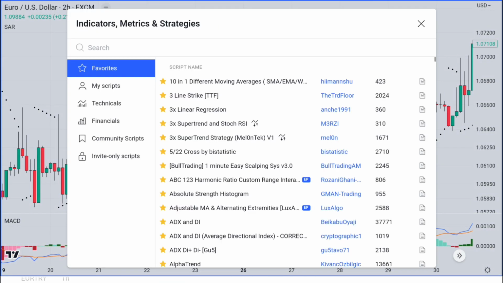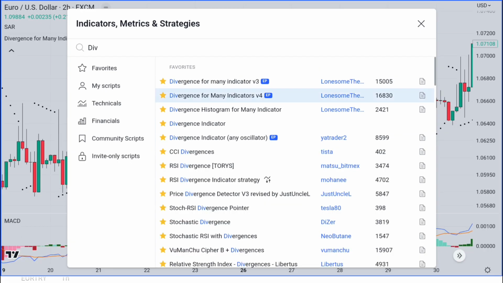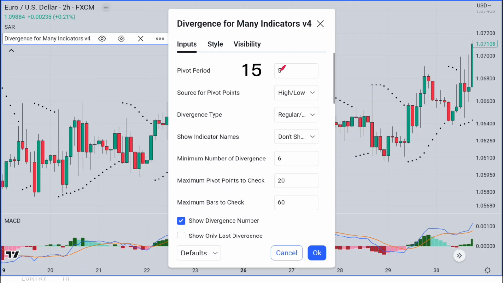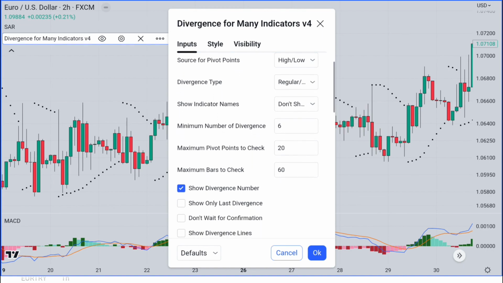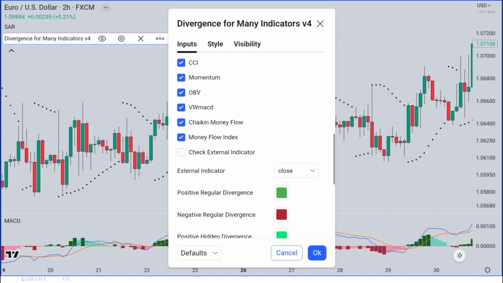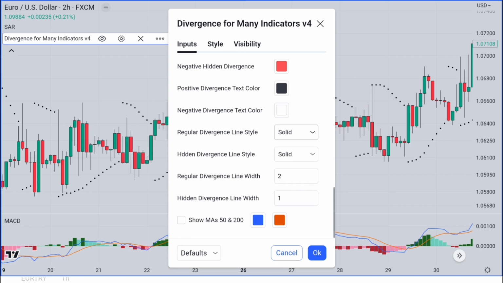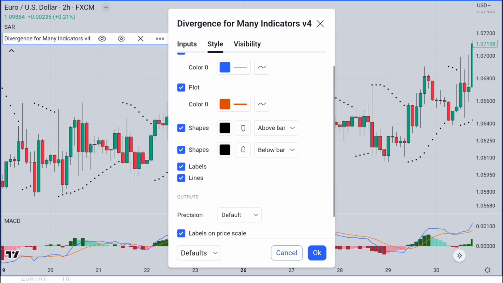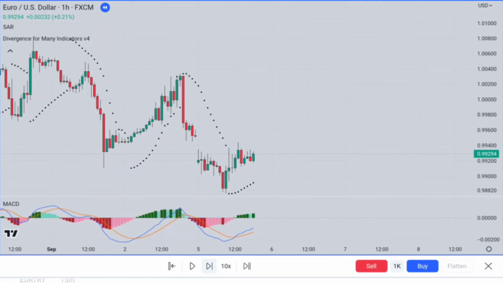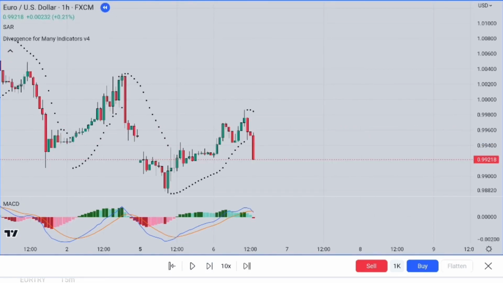Now we are adding an indicator that shows divergences on the screen. To further strengthen our strategy, please set the parameters carefully. We will now add an indicator to our chart that shows divergences to strengthen our strategy one step further. Please be careful with the settings.